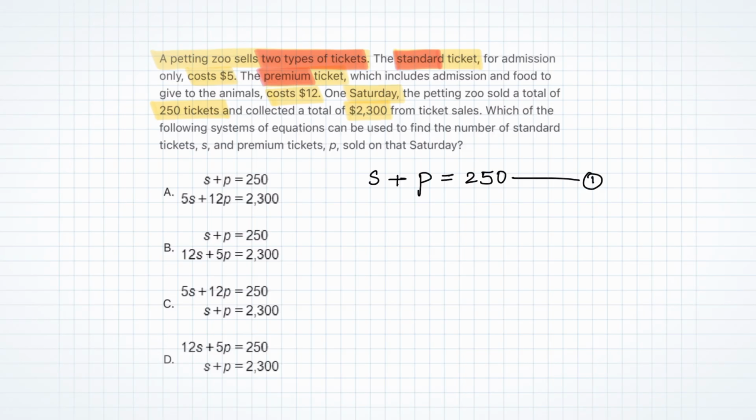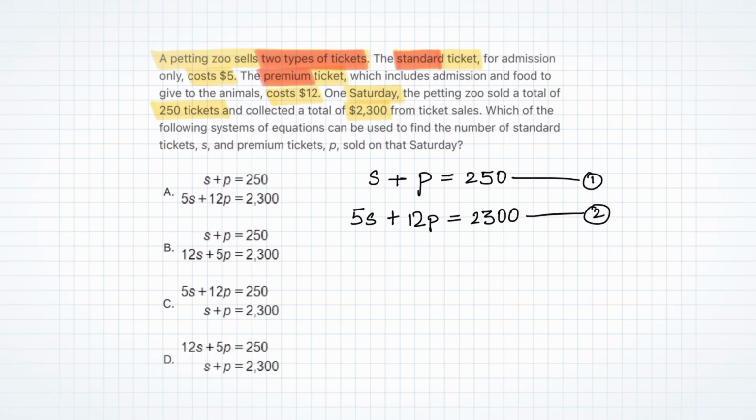Now, we also know how much money each type of ticket costs. A standard ticket costs $5 and a premium ticket costs $12. So, the total amount of money made from all the tickets would be the price times the number sold. That means $5 times the number of standard tickets, that's 5S, plus $12 times the number of premium tickets, that's 12P, equals the total amount of money they made, which is $2,300. That gives us our second equation.